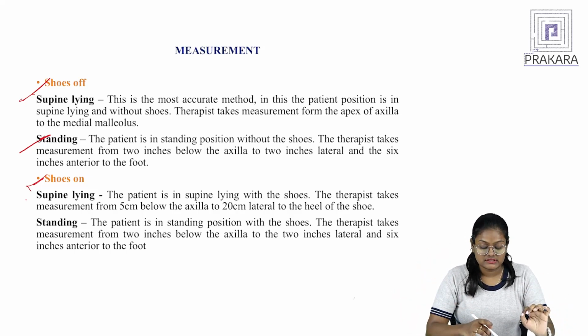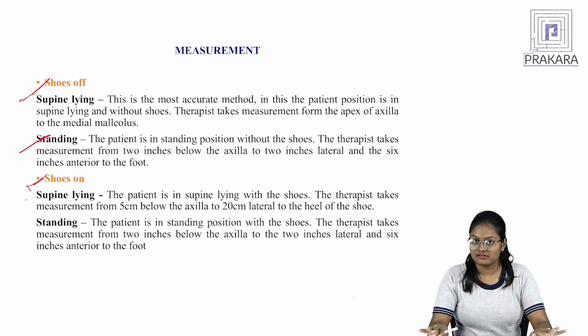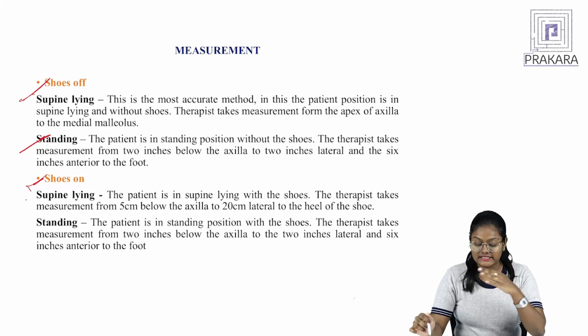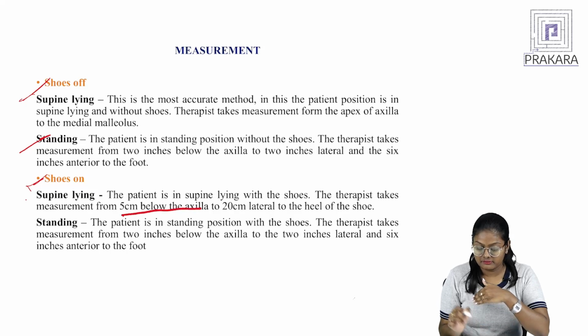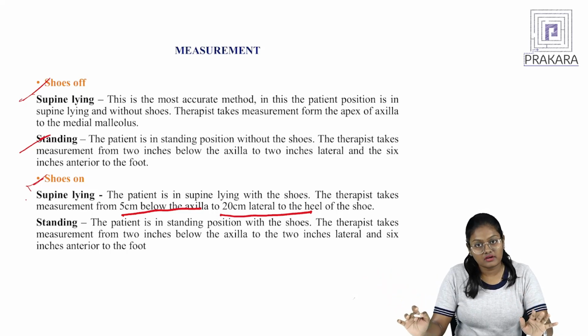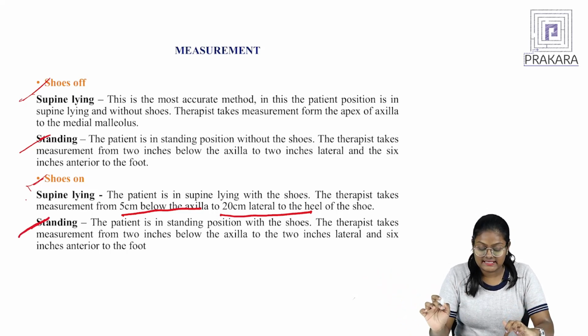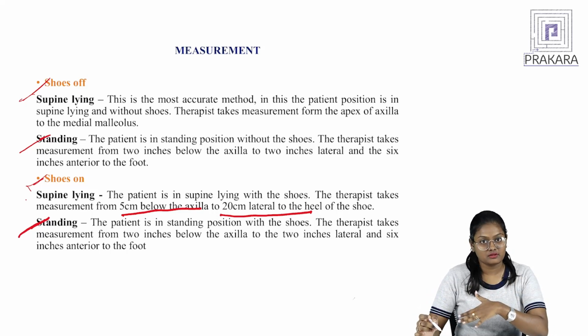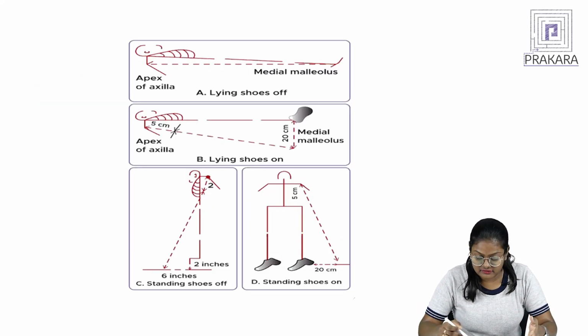With shoes on, in the supine position, we make the patient lie on a couch and put on the shoes, and the measurement will be done 5 centimeters below the axilla and 20 centimeters lateral to the heel of the shoe. In standing position, shoes on and shoes off are the same. You will measure from 2 inches below the axilla and 2 inches lateral and 6 inches anterior to the foot. It's better if you look into the pictures showing how the measurements are done.